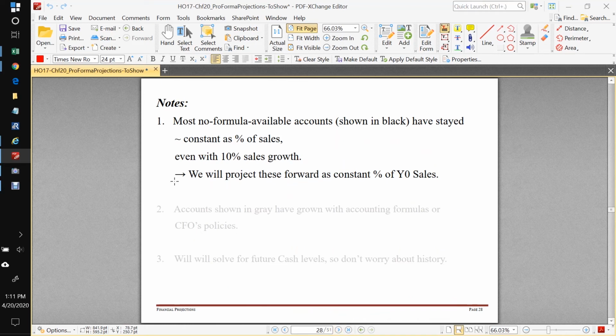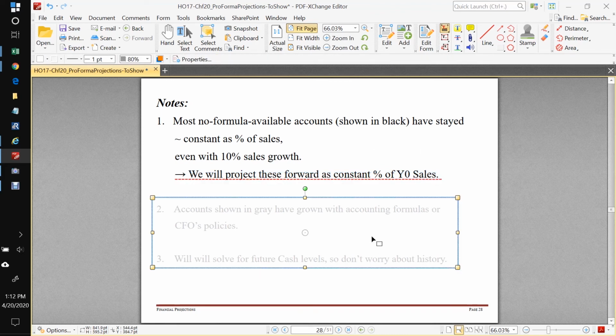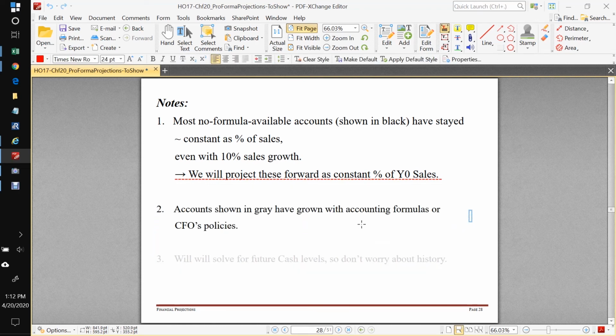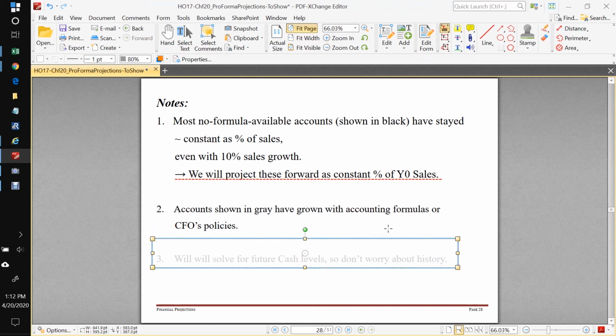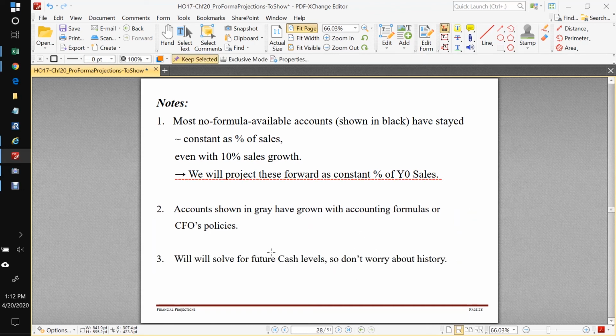Okay, so anything we don't have a directive for on the balance sheet, we're going to project forward as a constant percent of Y0 sales too. And the items shown in gray on the right, we do have formulas or CFO policies for, and cash levels are, that's the big question, right? Cash level is the big question from the CFO. So we're not going to worry about the history of that.